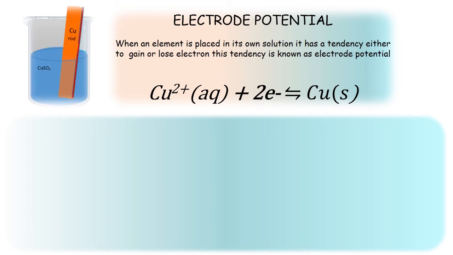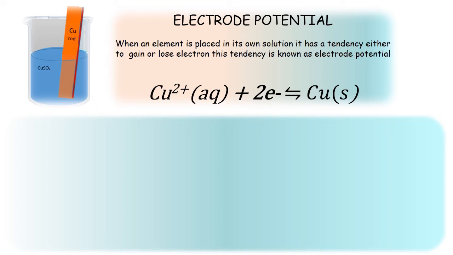You can see in this picture, I have shown the copper rod dipped in copper sulfate solution. This is an example of an element placed in its own solution, copper rod in copper sulfate solution. You can also take zinc rod in zinc sulfate solution. This copper will have a tendency to go into the solution. Similarly, the Cu2+ will also have a tendency to become copper.